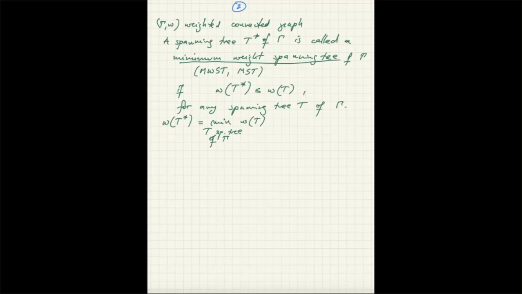Now I call it a minimum weight spanning tree because it doesn't have to be unique. The simplest example would be if you have the complete graph as before, and the weights of all the edges are the same, then any spanning tree in that situation will be a minimum weight spanning tree. So there are actually quite many minimum weight spanning trees in that situation.